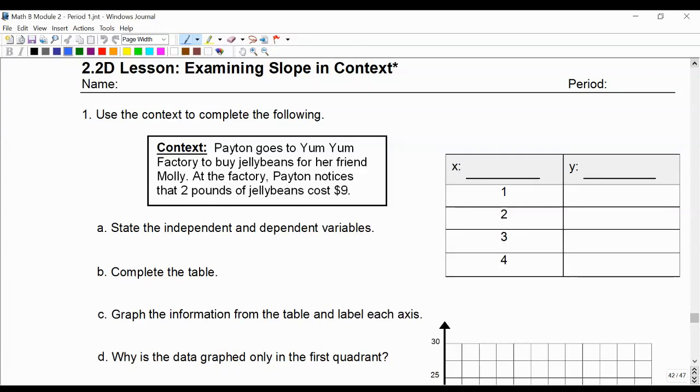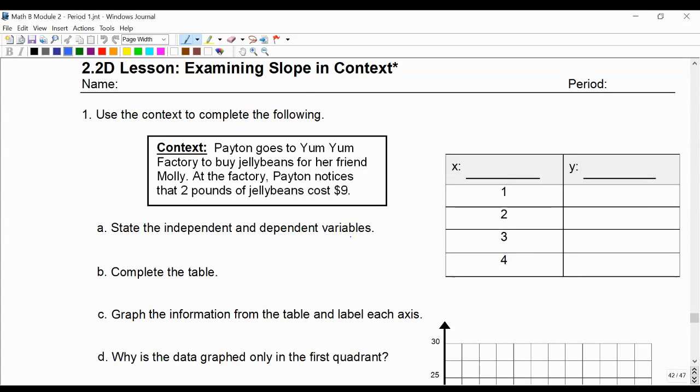This is the 2.2D lesson. We're going to examine slope in a context. Basically, we're going to cycle back to some of the things we did earlier in the module. Number 1 says the context is Peyton goes to Yum Yum factory to buy jelly beans for her friend Molly. At the factory, Peyton notices that 2 pounds of jelly beans cost $9.